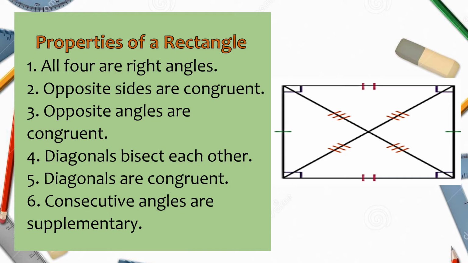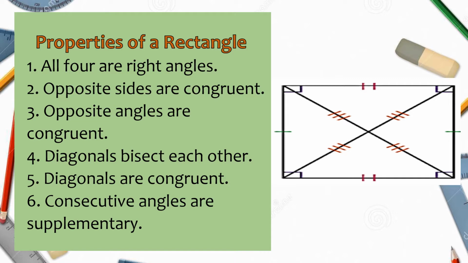We also have discussed the properties of a rectangle. First one, all 4 are right angles. Ibig sabihin, lahat ng angle ng isang rectangle ay 90 degrees. Second one, opposite sides are congruent. So kung anong magkatapat na sides, ibig sabihin sila yung congruent at sila rin yung may equal na measurement. Third one, opposite angles are congruent. So masasabi naman natin na bawat angle ng isang rectangle ay congruent kasi lahat sila ay 90 degrees.